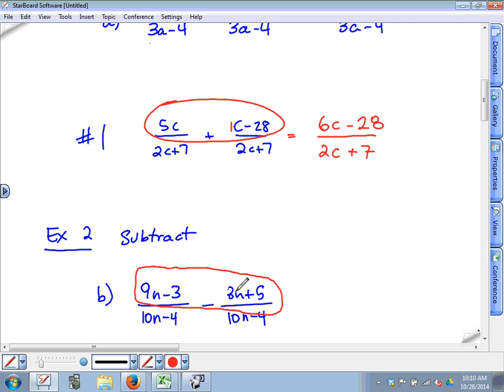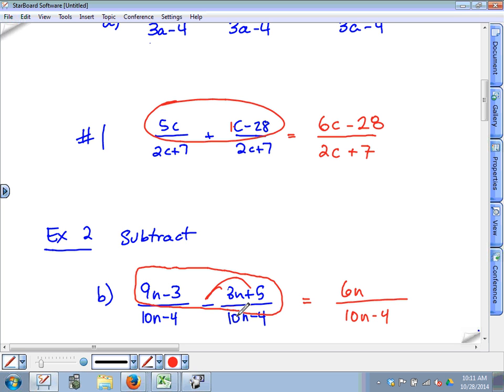9n minus 3n is 6n. So we're going to have a 6n, and then we have 10n minus 4 down here. 6n minus 8. And why minus 8? Well, it's this minus sign right here. You're not just subtracting 3n. This minus sign has to distribute to both of those. You're really subtracting 5. You're not adding 5, you're subtracting 5.